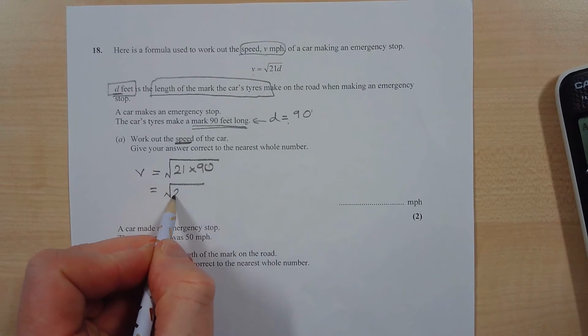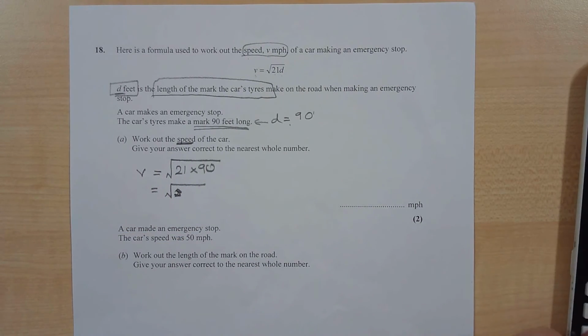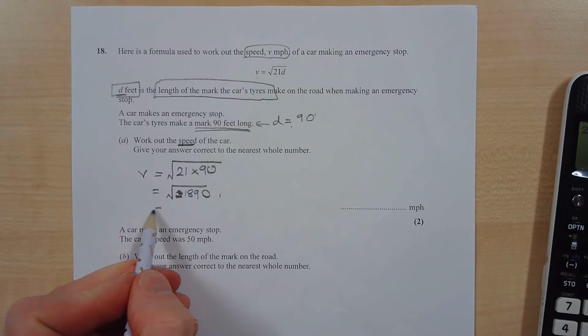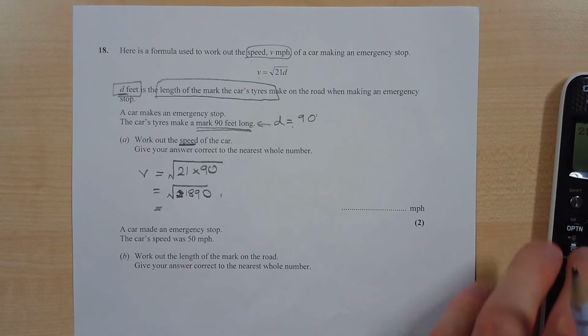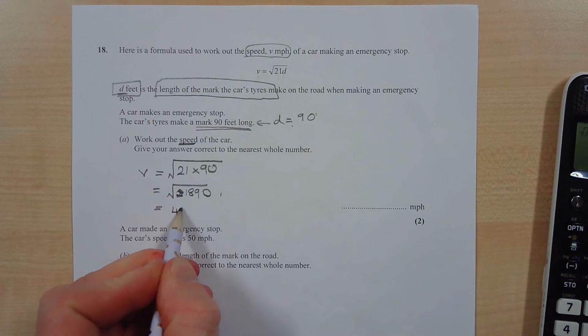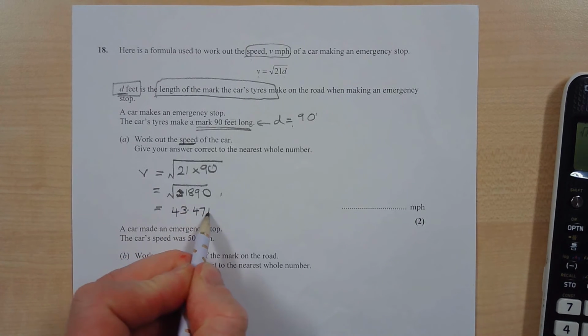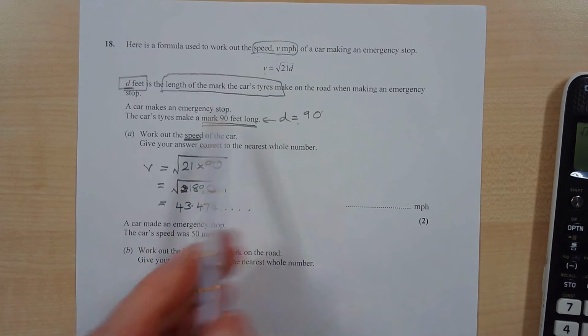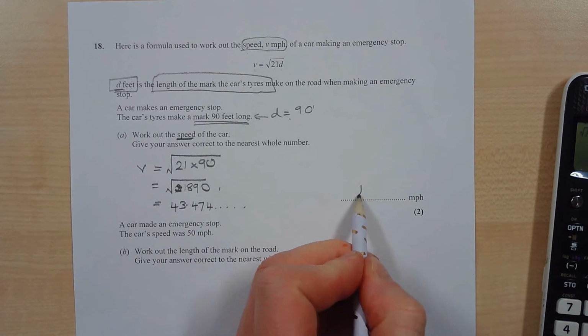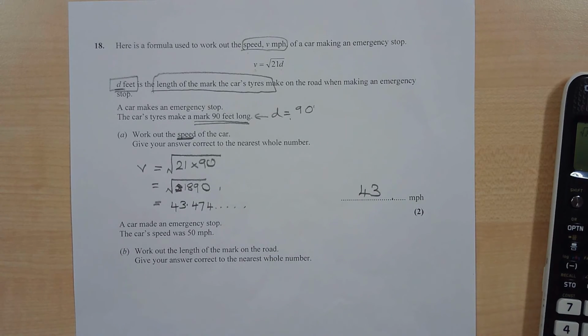Which is the square root of 1,890, which is equal to, square root that, change it to a decimal, 43.474 and it carries on. Okay, it says give your answers to the nearest whole number. So the nearest whole number will be 43 miles per hour.